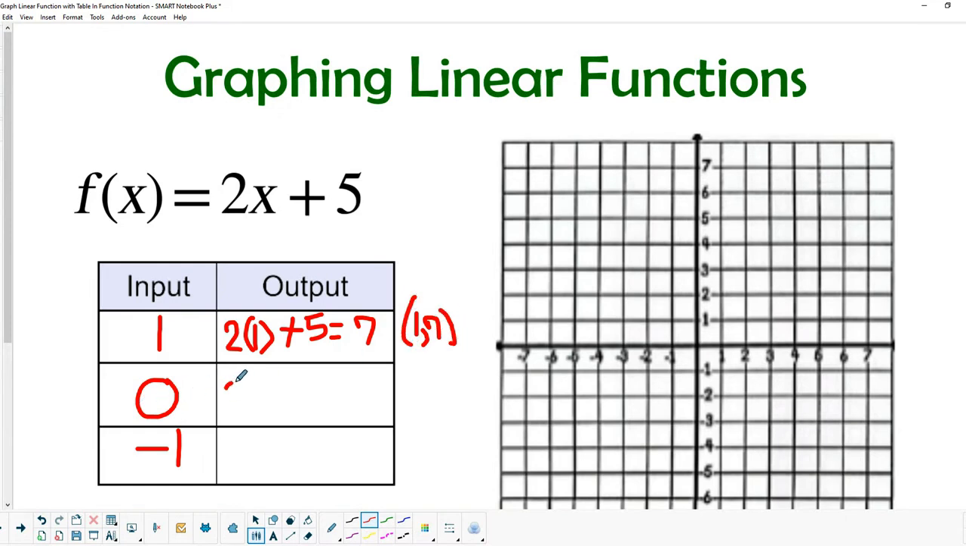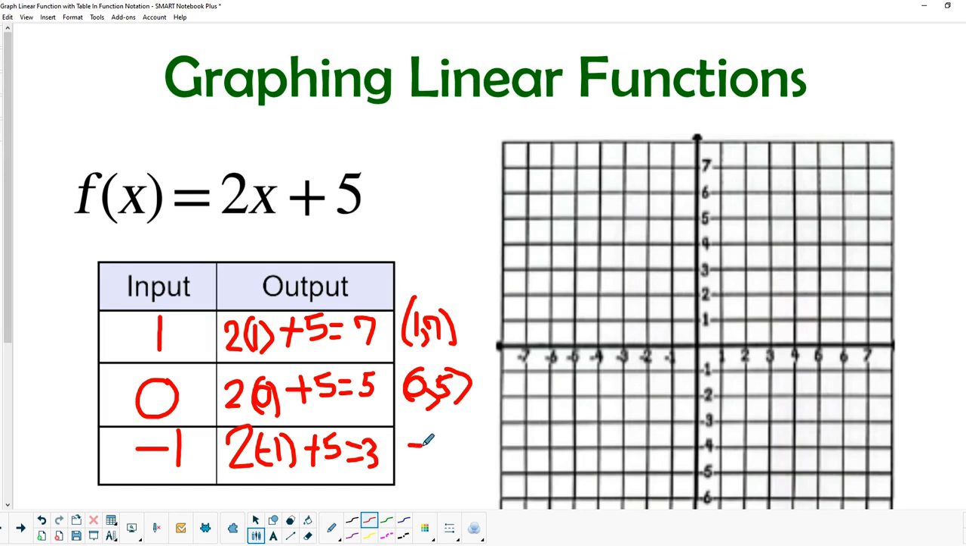Then what if we put in 0? We'd have 2 times 0 plus 5. 2 times 0 is 0. 0 plus 5 is 5. So our next ordered pair would be 0, comma 5. And our last one, in this case, 2 times -1 plus 5. So 2 times -1 would be -2, and -2 plus 5 is 3. So our ordered pair on this one is -1 and 3.